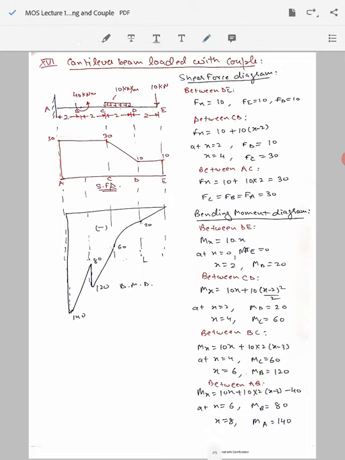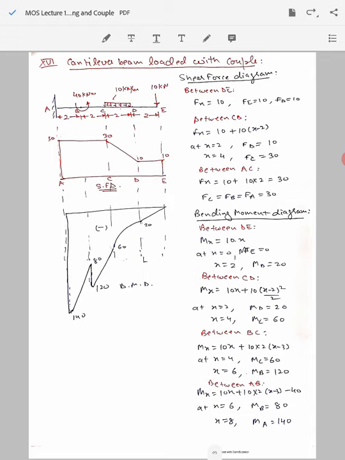Then you can draw the shear force diagram as we have discussed earlier. So it is very straightforward that you start with the value of 10 for D and E. So from D and E it is 10, then from point D to C it is increasing to 30 with a linear relationship, because the equation is linear here, and then it remains constant up to the point A as 30.